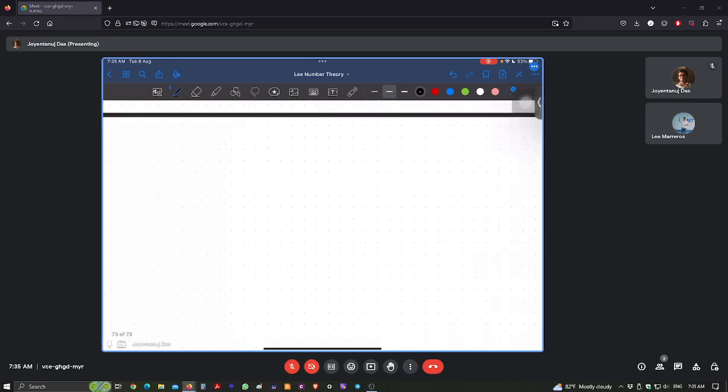So part B is, here same thing we have to prove by induction. Now instead of sum, we have sum of squares: 1 square, 2 square, 3 square up to n square. We have to show that that equals n into n plus 1 into 2n plus 1 by 6.